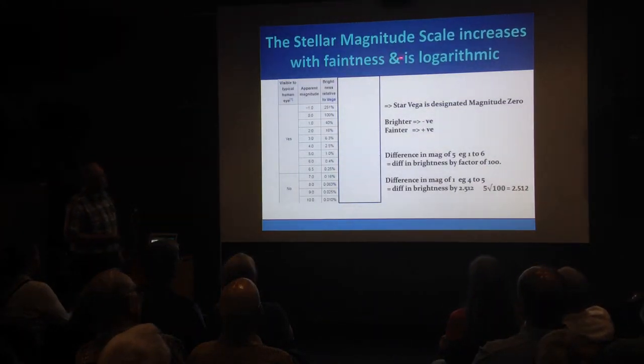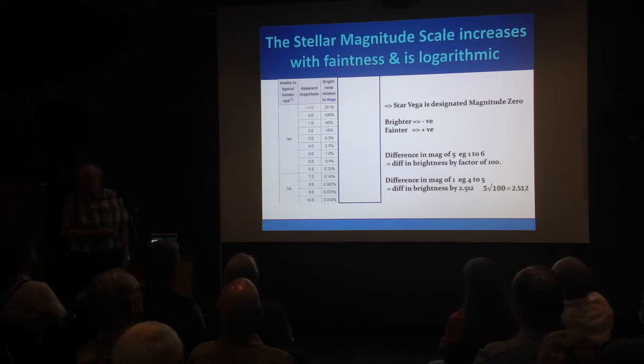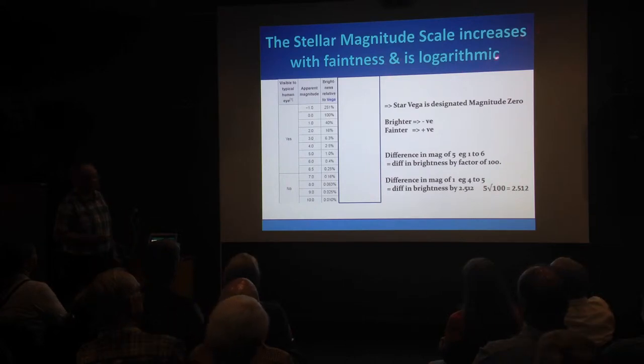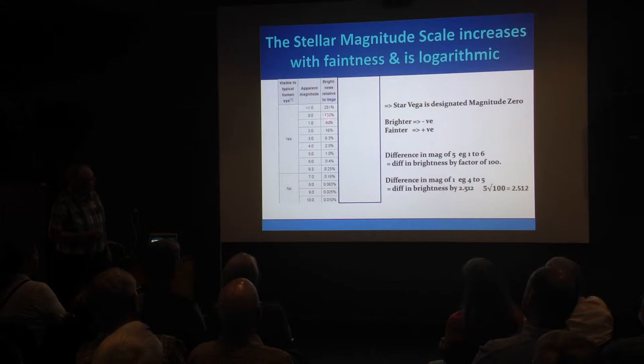So let's have a look at this magnitude scale. It looks a bit crazy, but there is some logic behind it. It's all created from historic reasons, but there are two main take-home messages. The magnitude scale increases with faintness, or decreases with brightness, and is logarithmic. To standardize it, they designated the star Vega as zero magnitude. As you go up in magnitude, the star is getting fainter. As you go down, more negative, the star is getting brighter.